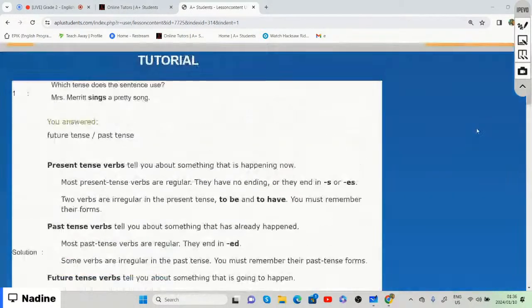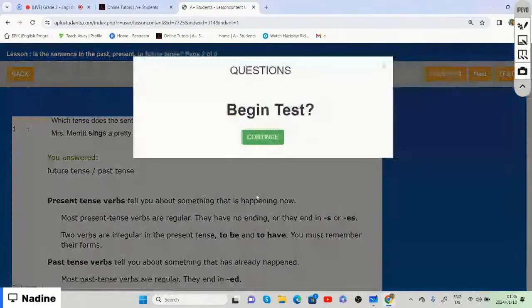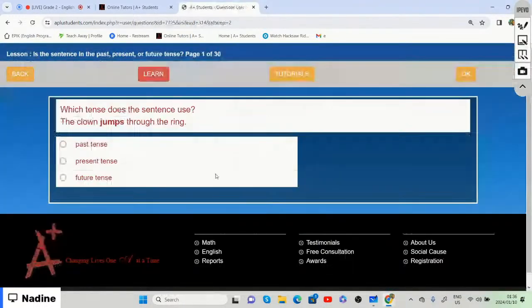All right, so now we're going to our test. And remember, whatever you do not finish now together, whatever you don't finish, you're going to complete on your own. So now we're going to have to say which tense the sentence uses. Is it the past tense, present tense, or future tense?